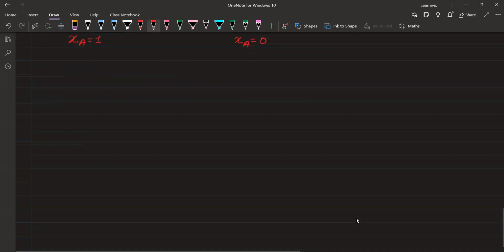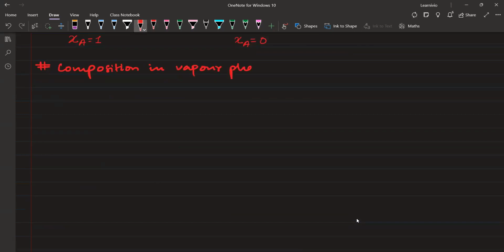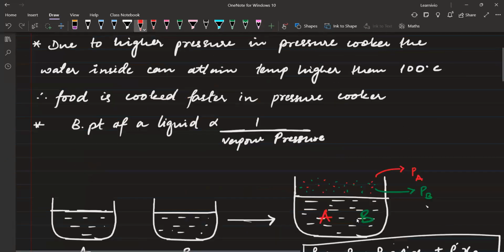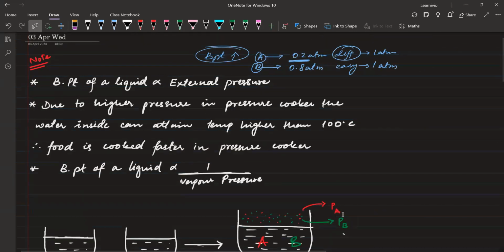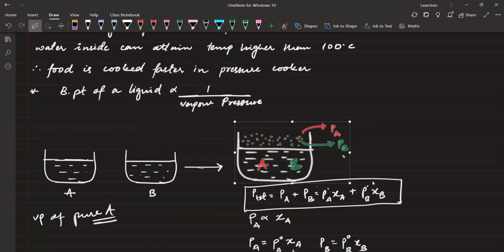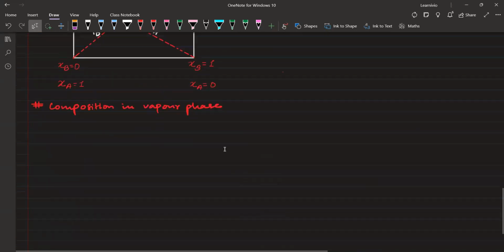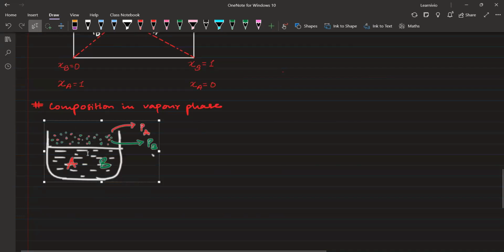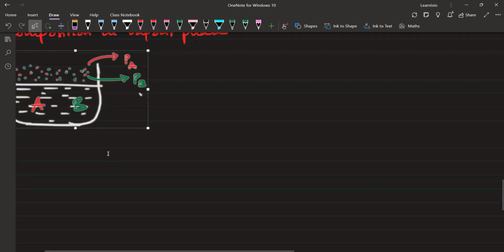Please write the next heading. Composition in vapor phase. So let us see. We had this type of solution in which we are having A and B. Both of them are what? Both of them are liquid.